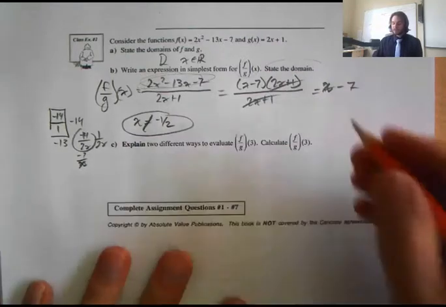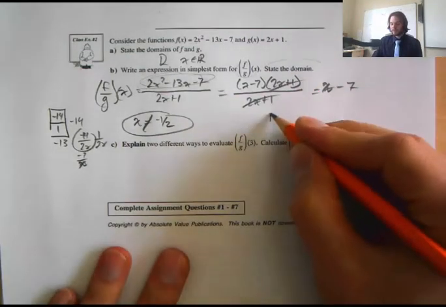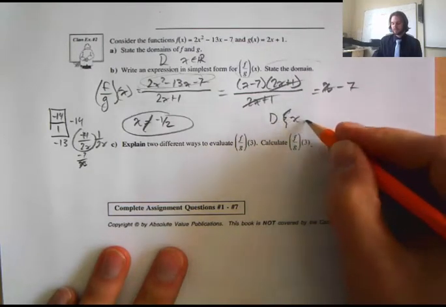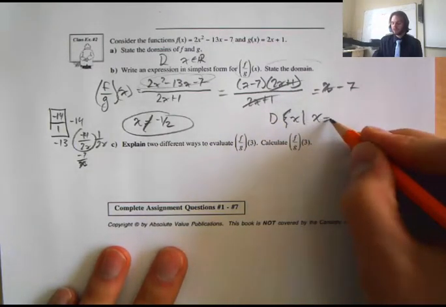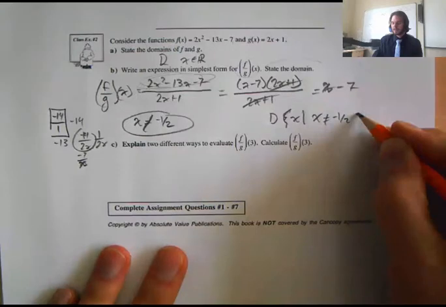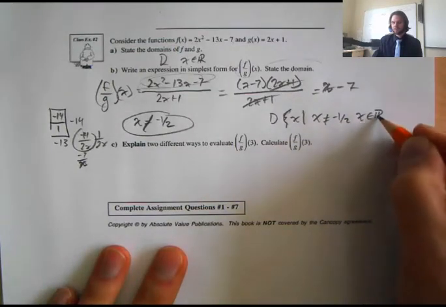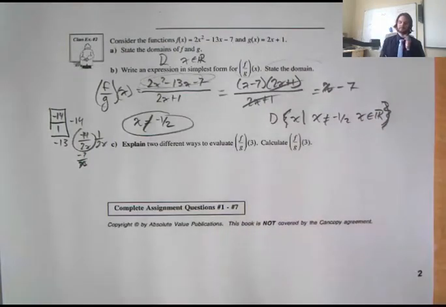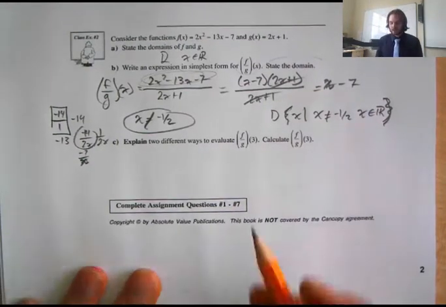So what is my domain? For this one, my domain is x such that x cannot equal negative 1 over 2, and x is an element of all real numbers. So that is my domain for this one here. Okay? Let's take a look at this next part.